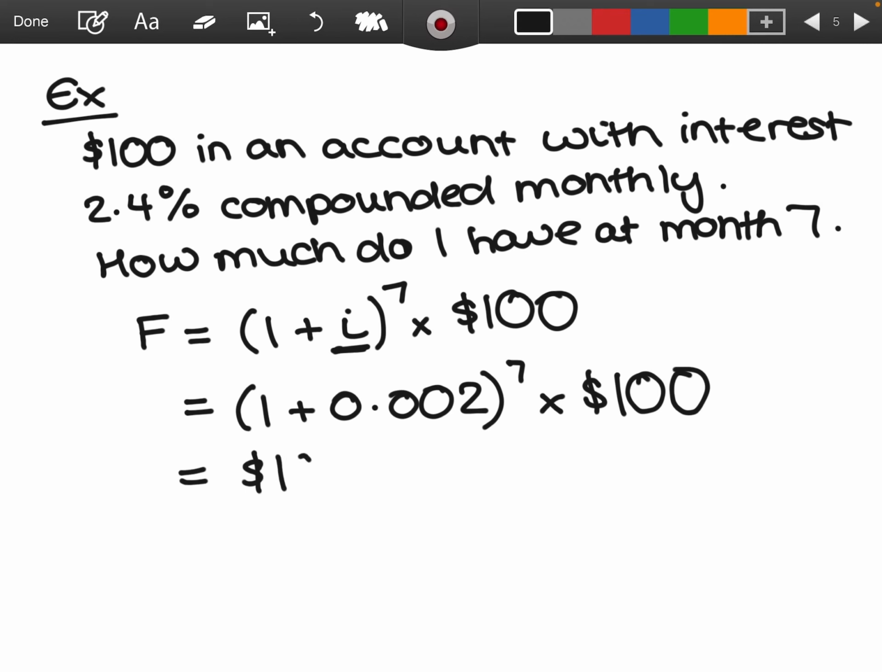If you put that into your calculator, you should get $101, and if you round it, because we're looking at money, it would be 41 cents. So that's how much I would have in the account after 7 months with this particular interest rate. All you would have to do if they asked you a different month, so for example, if they said month 4 here, you would just change that 7 to a 4. So that value n is just the number of, in this case, months that we're looking at.